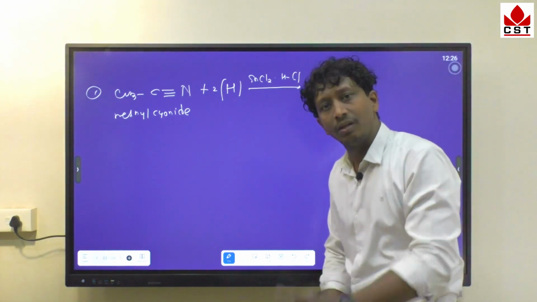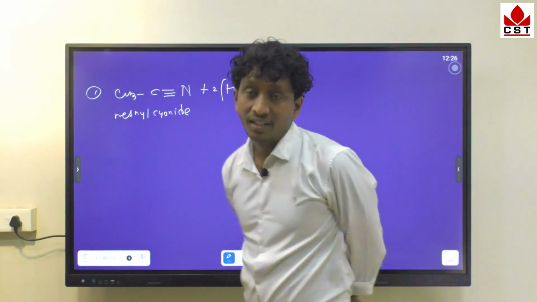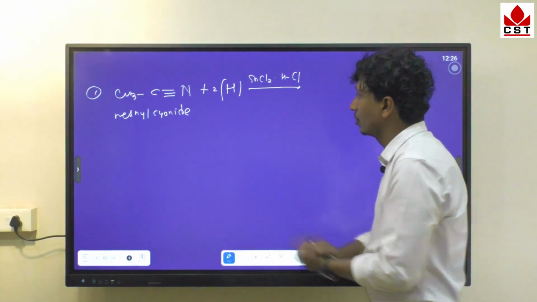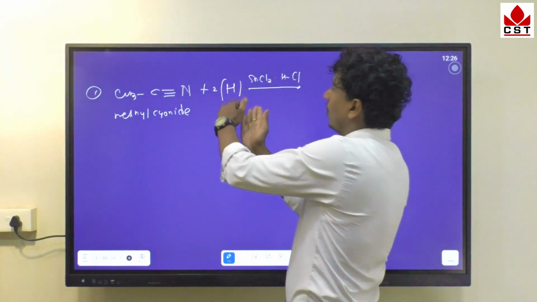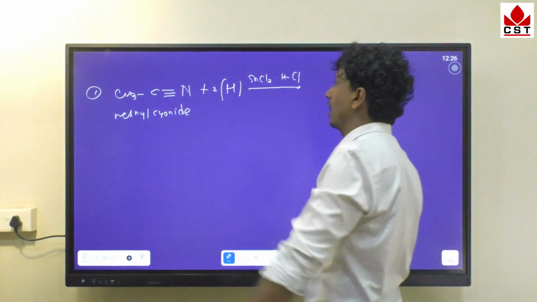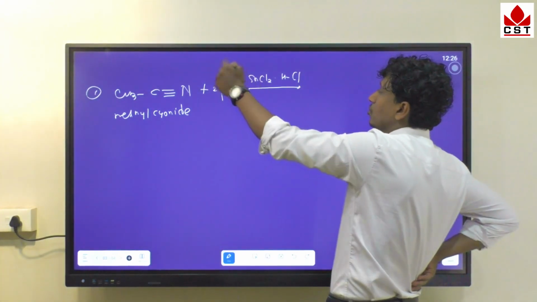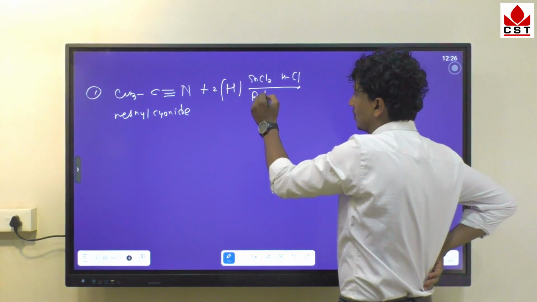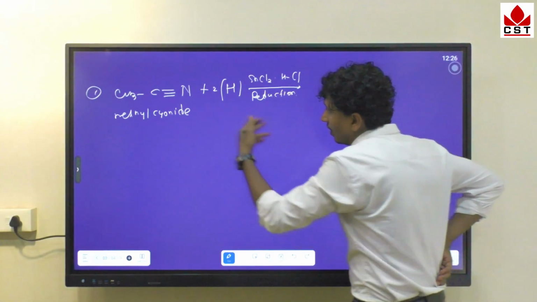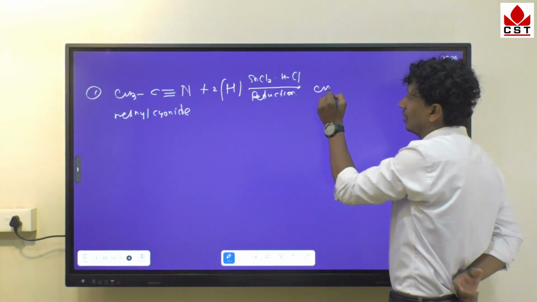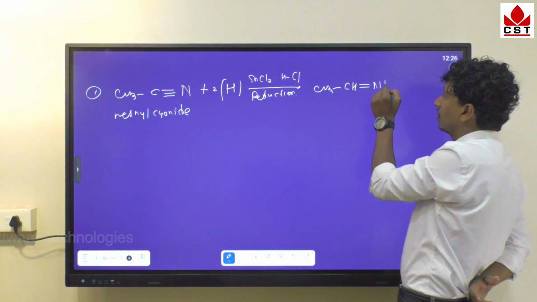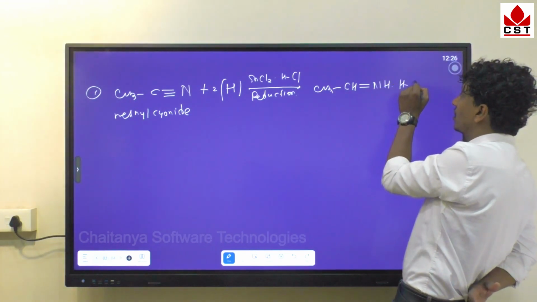In the bracket, the given hydrogen is called nascent hydrogen, obtained from SnCl2/HCl. Now this hydrogen is added to the multiple bond of the C≡N, and the addition of hydrogen to the multiple bond is called a reduction reaction. Again there is a formation of CH3-CH=NH·HCl.